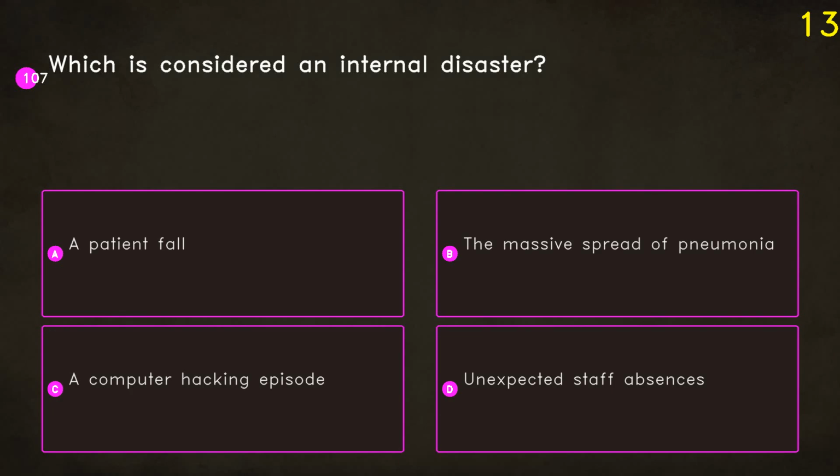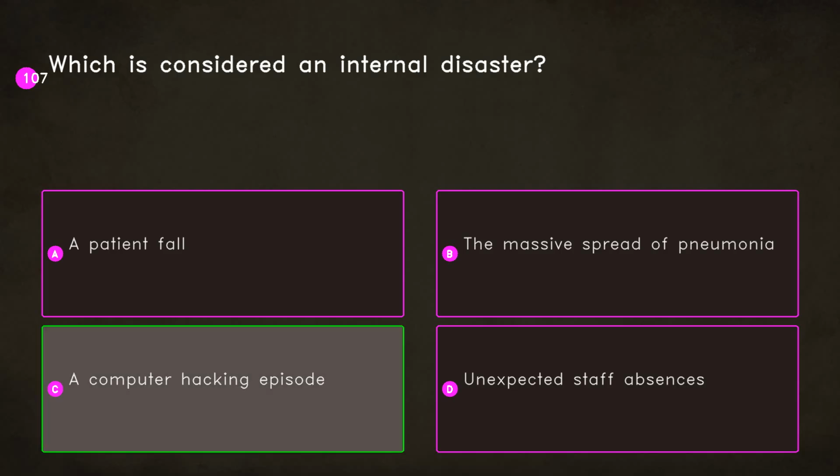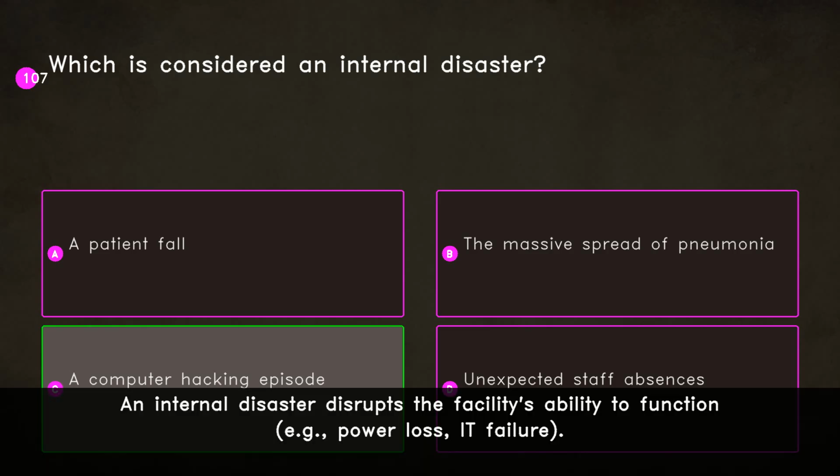Question 107. Which is considered an internal disaster? A. A patient fall, B. The massive spread of pneumonia, C. A computer hacking episode, D. Unexpected staff absences. The correct answer is a computer hacking episode. An internal disaster disrupts the facility's ability to function, for example, power loss or IT failure.